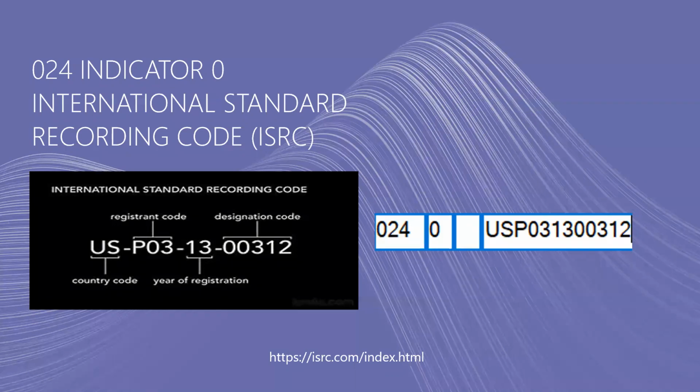ISRC codes are also used to identify videos and spoken word recordings, such as audiobooks, sermons, and training programs. If you are a musician and have some music and would like your own ISRC code, you can obtain that from the URL at the bottom of the screen, https://isrc.com/index.html.